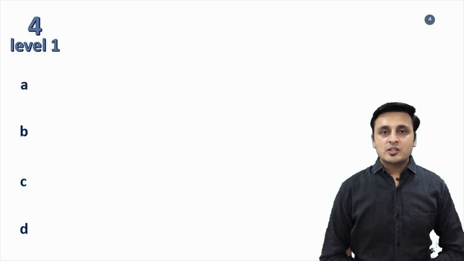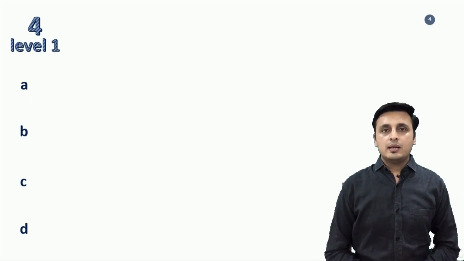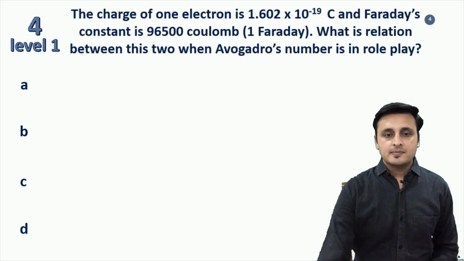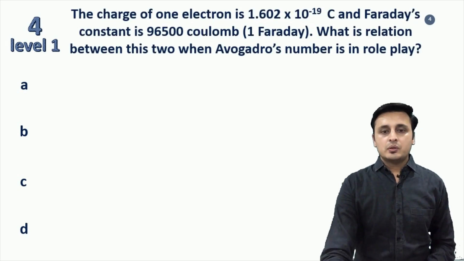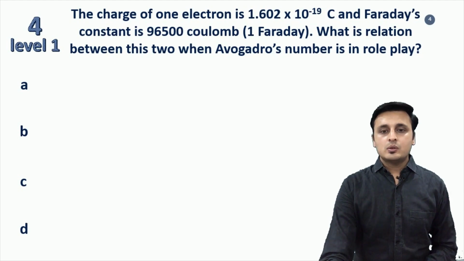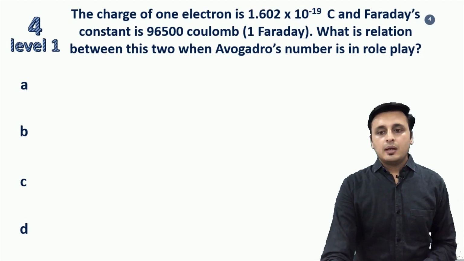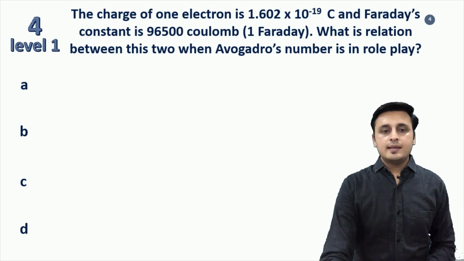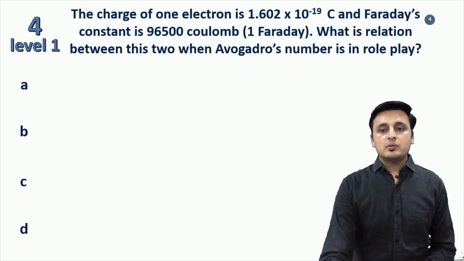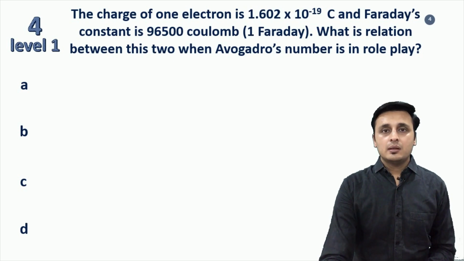Now presenting question number 4, level 1, and the question is: the charge of one electron is 1.602 into 10 raised to minus 19 coulomb and Faraday's constant is 96500 coulomb, that is 1 Faraday. What is the relationship between the two when Avogadro's number is in the role play?